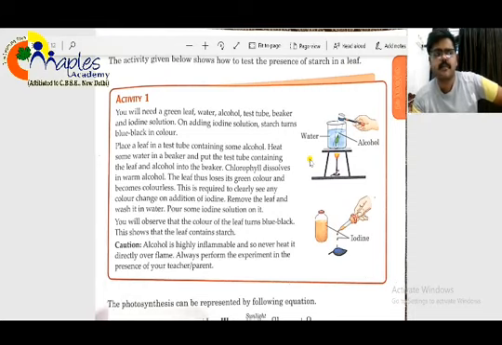So first your water will get heated, then your alcohol will get heated, and after that heating process is done, basically the chlorophyll which is present in the leaf will come out. So the colored leaf will become colorless.